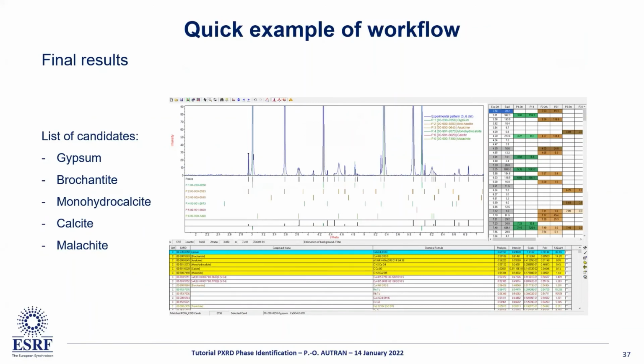Okay, so in my case, the final results identify 6 phases. I'm missing 1 in the list. So that's the final result I get.